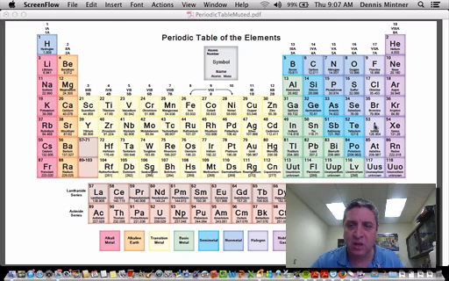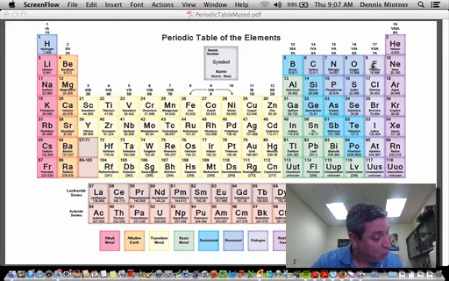Iodine and halogen. That is correct. And then D, krypton is a noble gas and not an alkali metal. So iodine is a halogen. That is correct. It is C. And that is number 10.